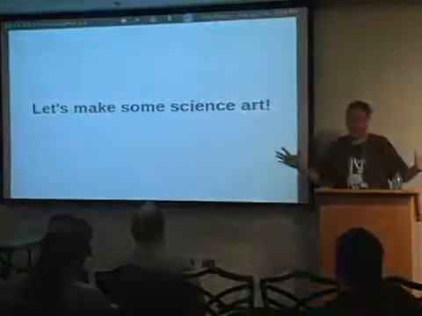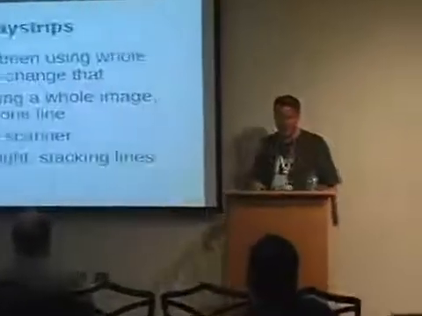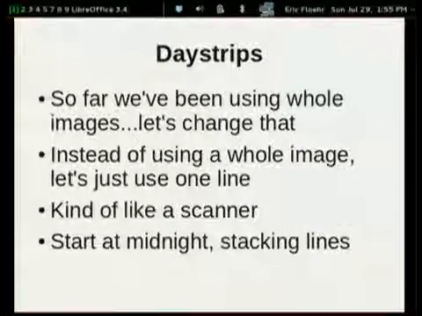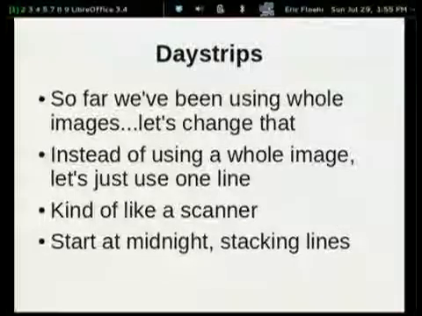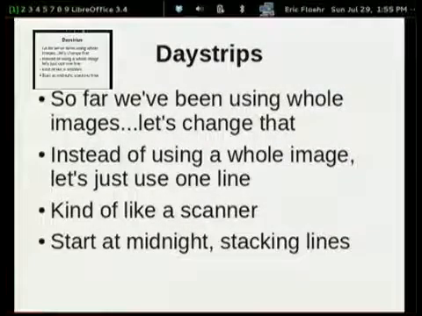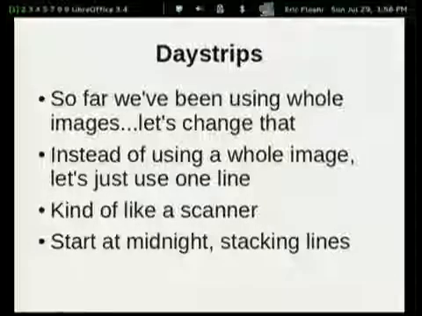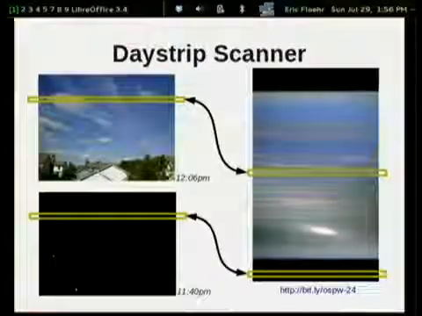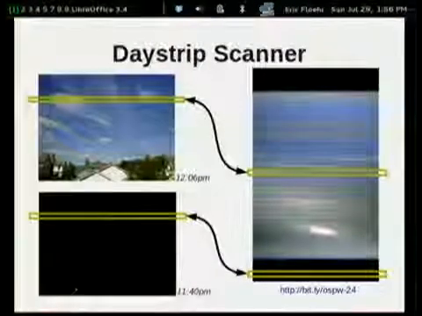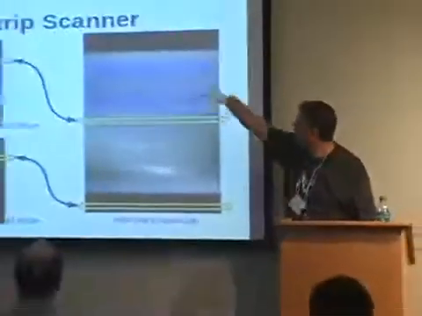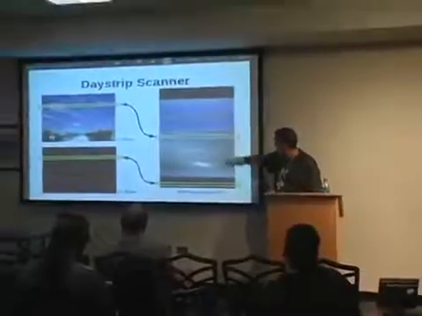So now let's make some art, okay? We've looked at whole images so far. Instead of using the whole image, let's use one single line from each image. Kind of like a scanner. You know how a scanner works? You put a piece of paper down, and it's scanning one line at a time. So we're going to start at midnight and scan, stacking lines like this. This is the result. We take each image of the day, take one line from that image, and just stack them lower and lower.